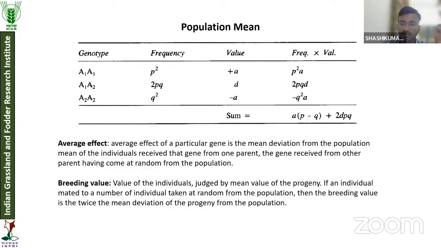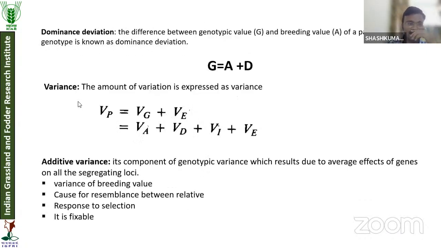So if it passes positive genes from parent to the progeny, then superior progeny will be produced. So this is the concept. Then the total genotypic value is equal to breeding value. Always we say breeding value is controlled by average effect, that is the additive effect of the genes. So the genotypic value is equal to breeding value plus dominance deviations. Dominance deviation is equal to the difference between the genotypic value and the breeding value.